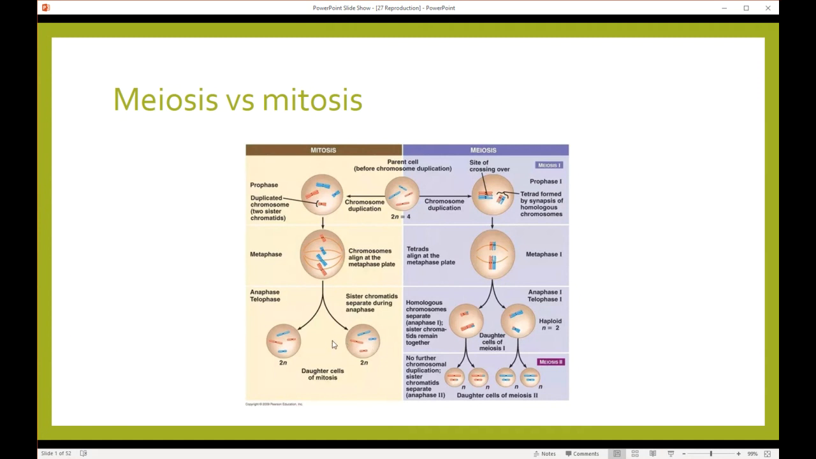Unlike mitosis, where they separate. So now we have haploid cells, okay? And once that happens, we don't do any further chromosomal duplication. Now the sister chromatids can divide even further, and we get daughter cells of meiosis 2. They're going to be considered haploid, right?